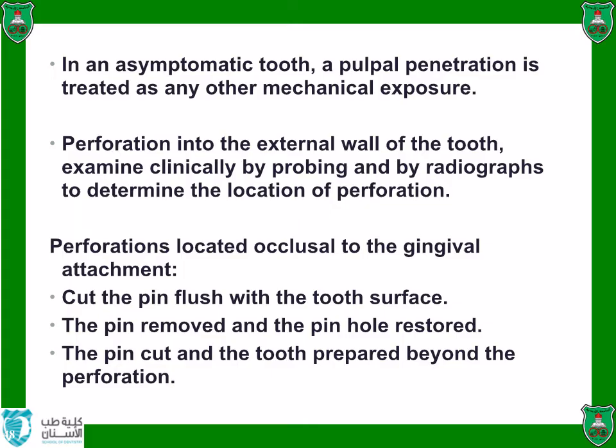So again, if the perforation is located occlusal to the gingival attachment, we have three ways to deal with it: either cut the pin flush with the tooth surface, or if we can, remove the pin and restore the pinhole with any type of restoration, like composite or glass ionomer. And the third situation, when you place an indirect restoration, the pin will be cut and then your finish line will be prepared beyond the perforation area. It will be gingival to the perforation area. So that is if the perforation is located closer to the gingival attachment.